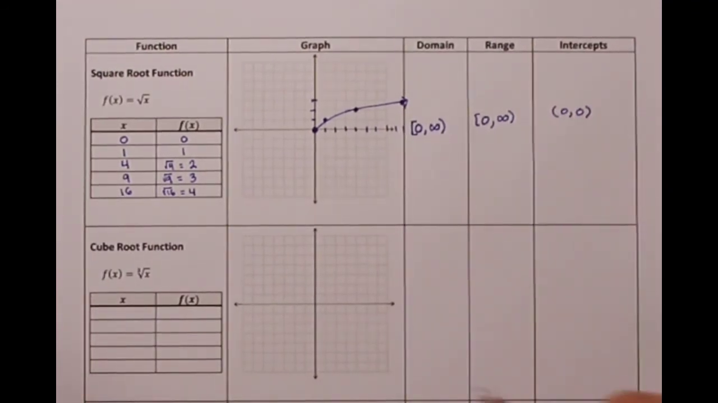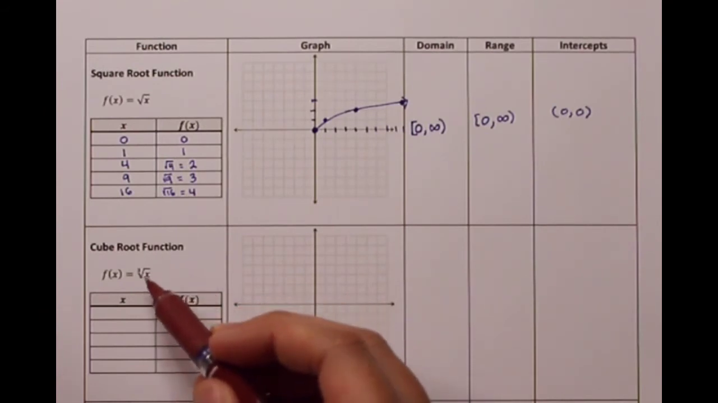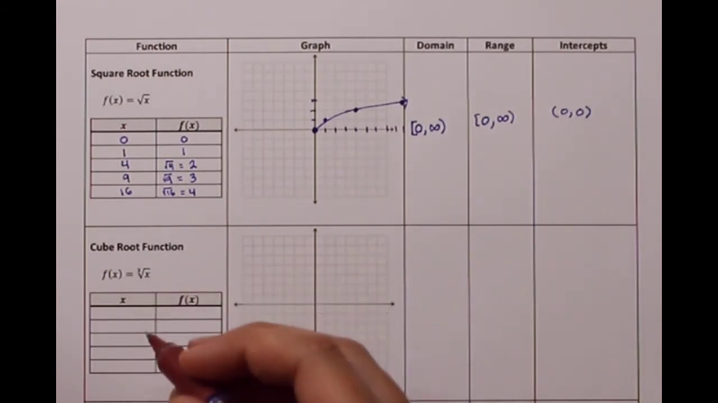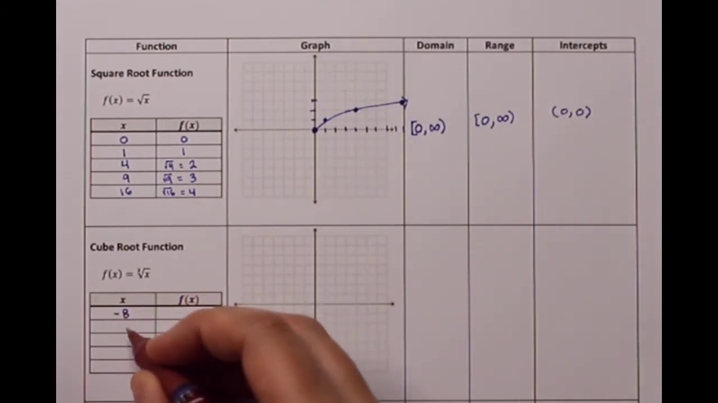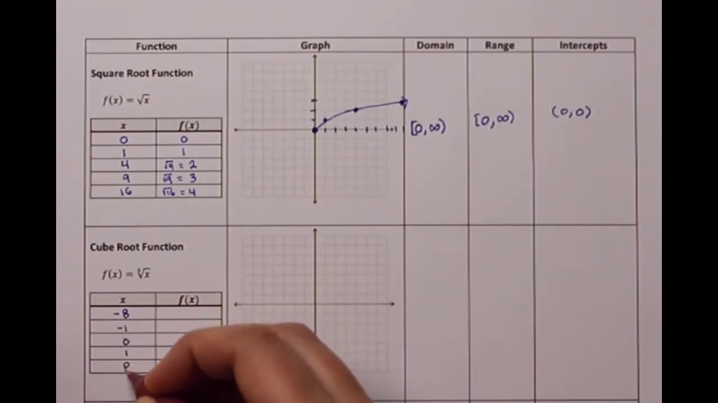Okay. Next is our cube root function. So notice the little 3 right here. This is called an index. And so the cube root is asking what number cubed makes the inside number. And so I'm going to pick these numbers very strategically. It is from the opposite of the cubic function that we looked at. -8, -1, 0, 1, and 8.